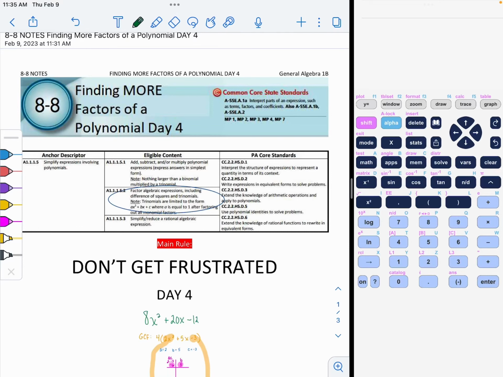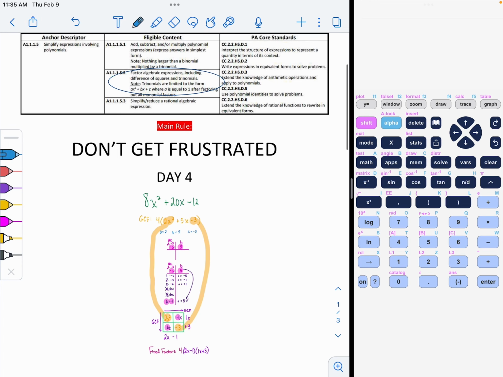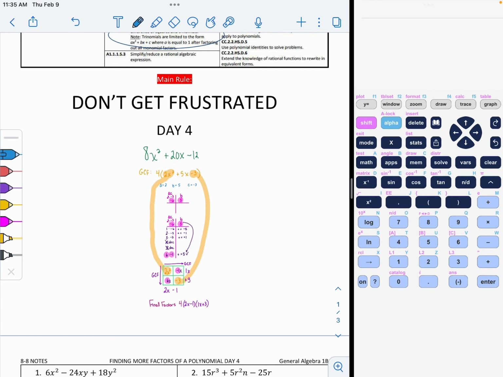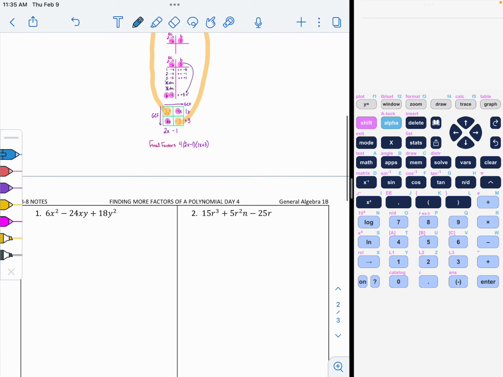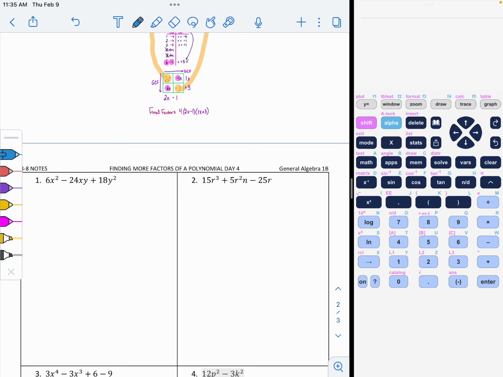All right, everybody, we are on day 4 of finding more factors of a polynomial. Again, main rule, just don't get yourself frustrated. There's your example that's been kind of holding tight for all of us. And let's hop into it and see if we come across anything new, any new little rules or anything here.